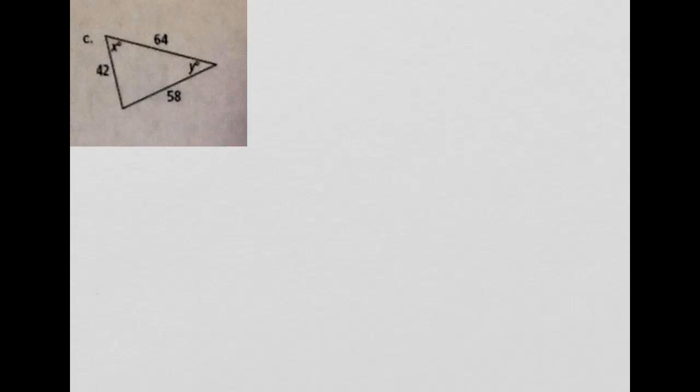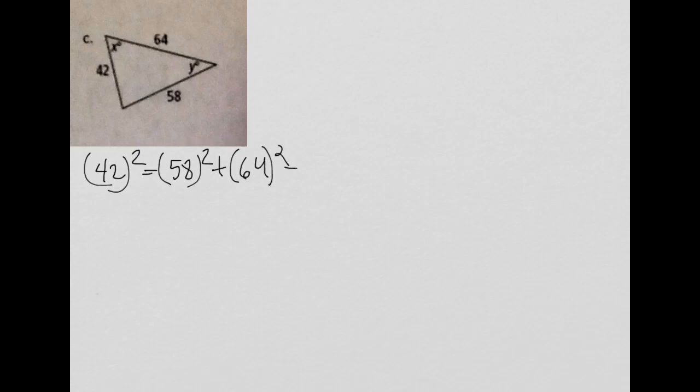Okay, last problem, 16C. I've got side, side, side, so I have to use the law of cosines. I'm going to figure out y first. So y is opposite of 42. So 42 squared is going to be on the outside to equal 58 squared plus 64 squared minus 2 times 58 times 64 cosine of the unknown angle.